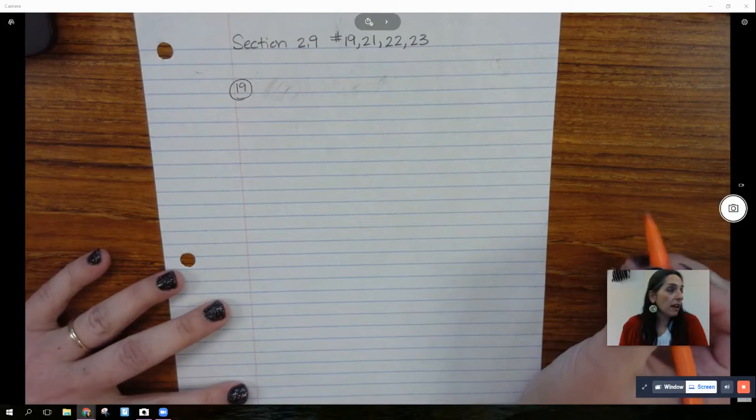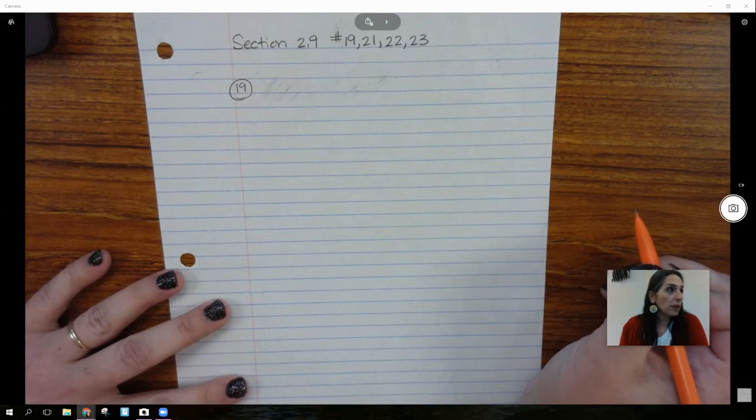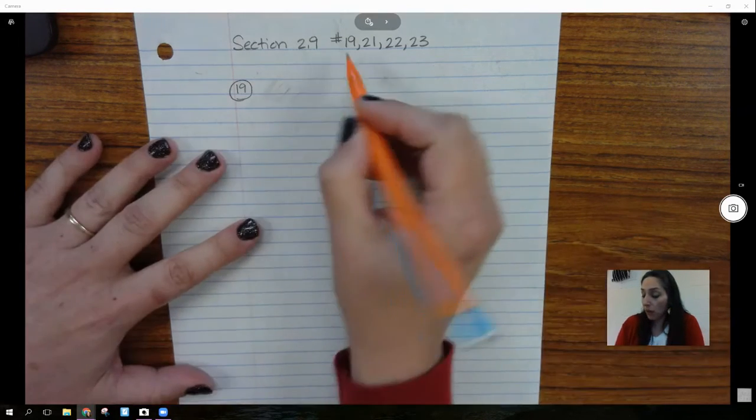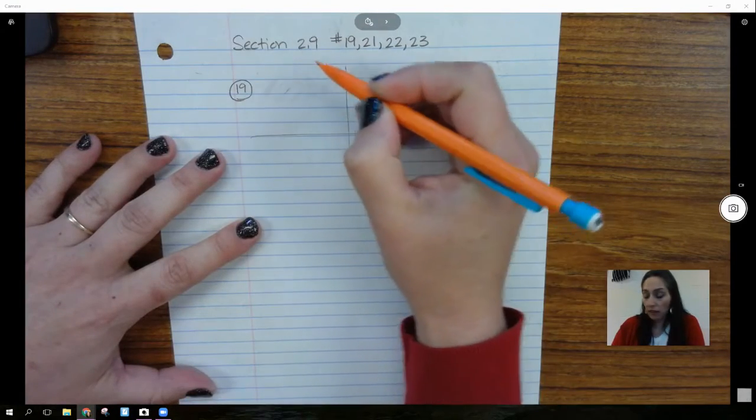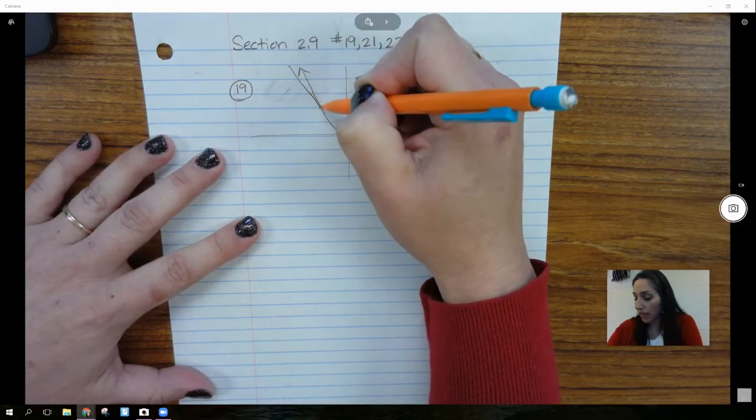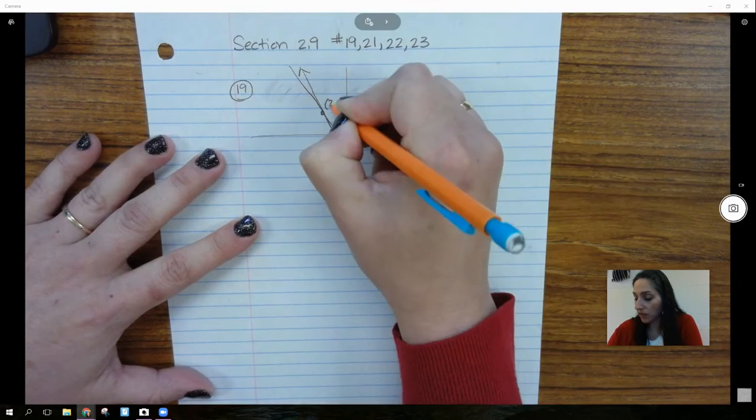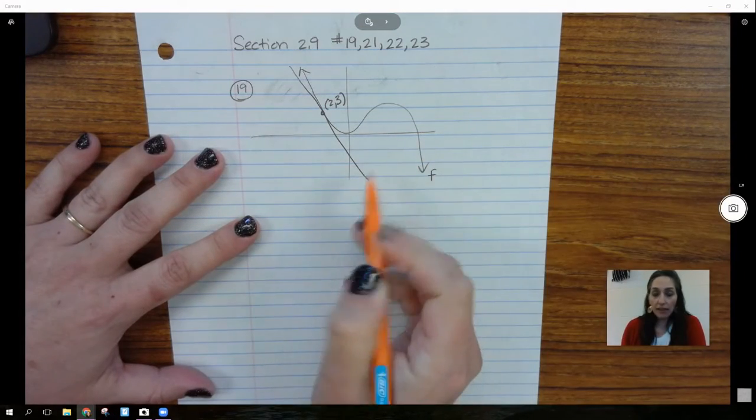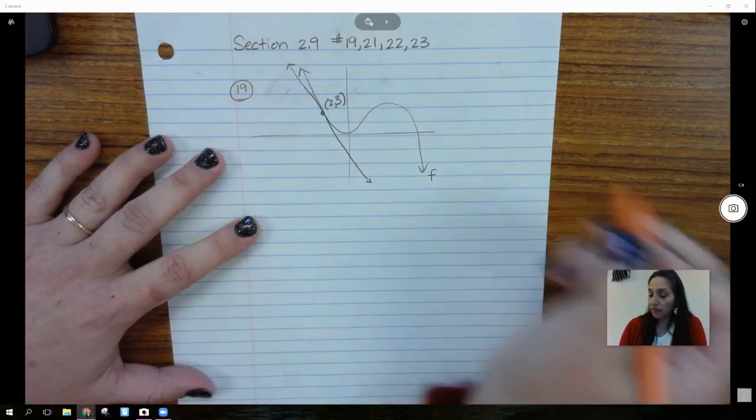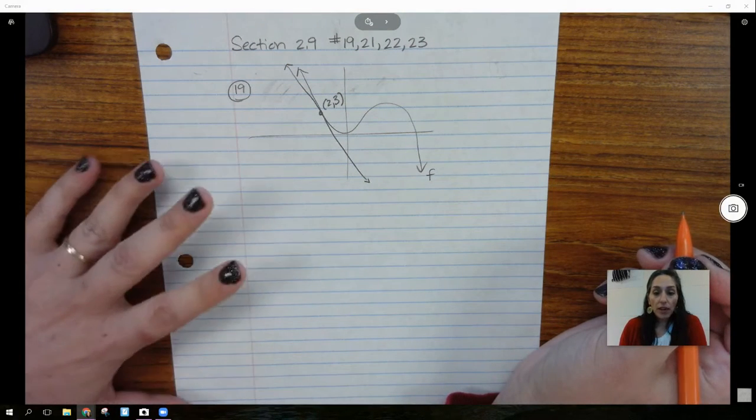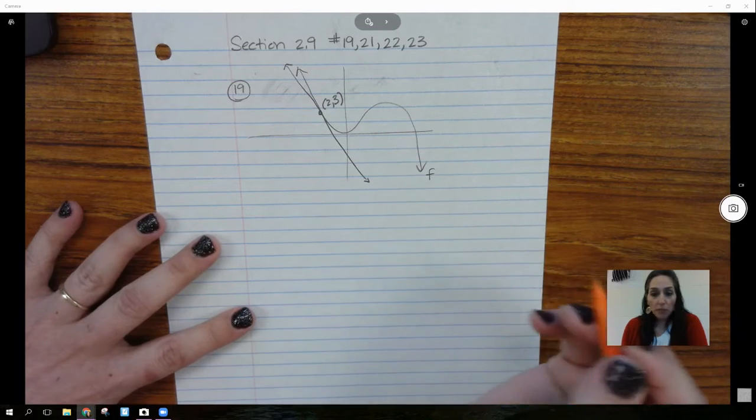All right, Lindsay, I wanted to make you a video real quick of 19, 21, 22, and 23. So for number 19, you have that graph that looks like a cubic function, and there's a tangent line at a certain point, at 2 comma 3. You're given the function f, and this red line is the tangent line, okay? So you need to find g prime of negative 2.